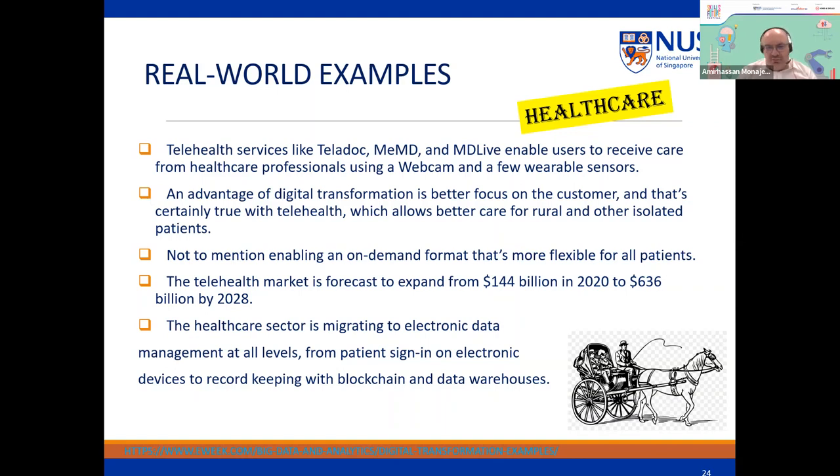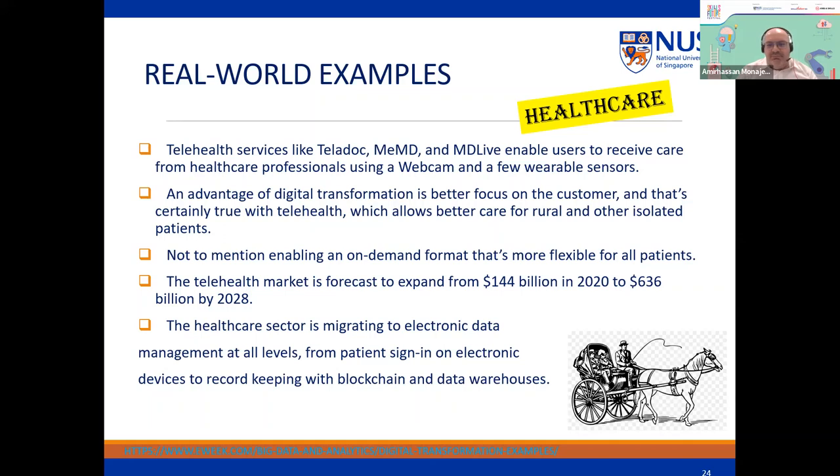An advantage of digital transformation is better focus on customers, meaning patients, people under the surveillance of that telehealth or telemedicine company. And that's certainly true with telehealth, which allows better care, in particular where health services are scarce. Rural areas in big countries, isolated patients due to any reason, social reasons or geographical reasons, they are isolated and far from any medical center, and this way we can help them. Aging, etc., in big countries, in small countries, both is problematic. Not to mention enabling on-demand format and more flexible services for patients.